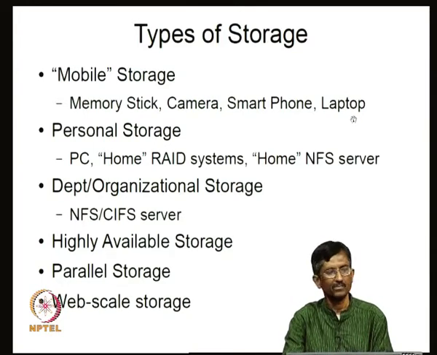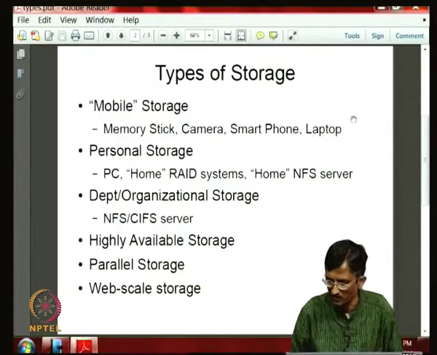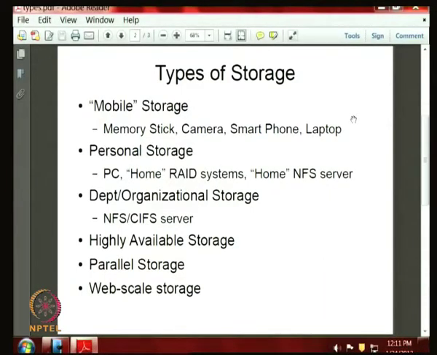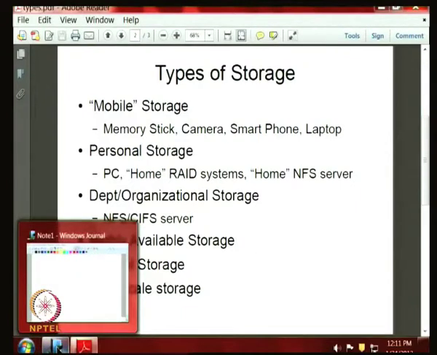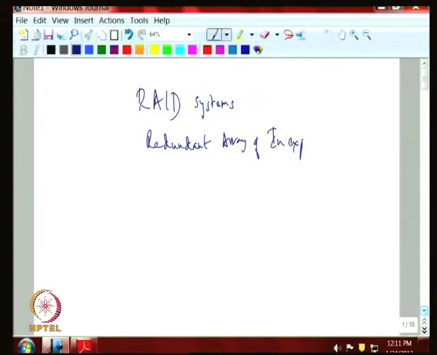What is a RAID system? Let us just look at these RAID systems. So, we have something called RAID systems. What are these? It is a redundant array of inexpensive disks. So, there are varieties of RAID systems for reliability.